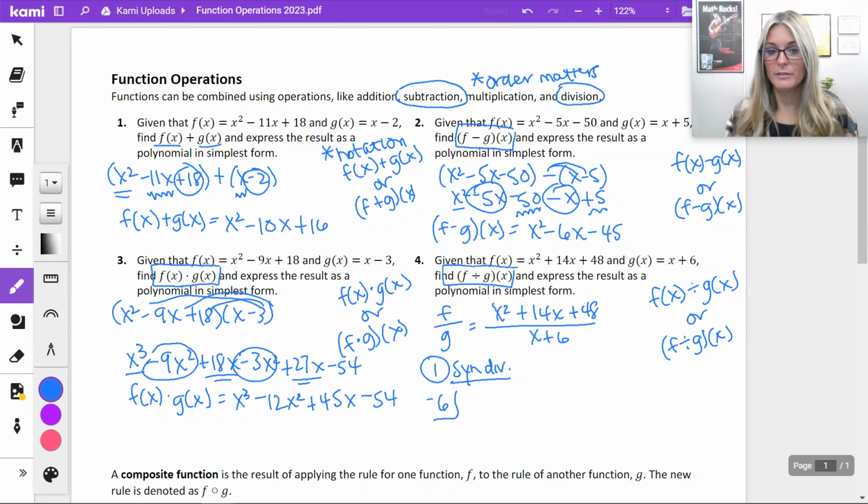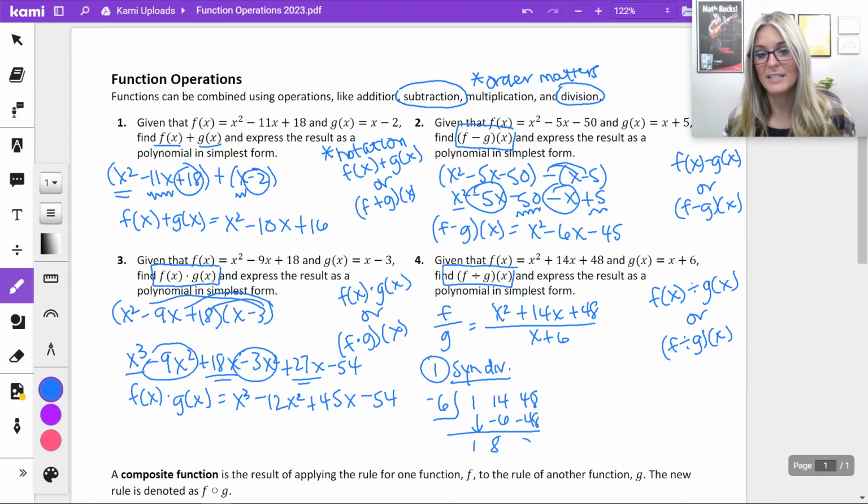And then list your coefficients. We have a 1, a 14, and a 48. Always bring down that first number, multiply it with the box. 14 plus a negative 6 gives us 8. 8 times negative 6 is negative 48, getting that 0 remainder there. Final answer is x plus 8 would be your result from this division.